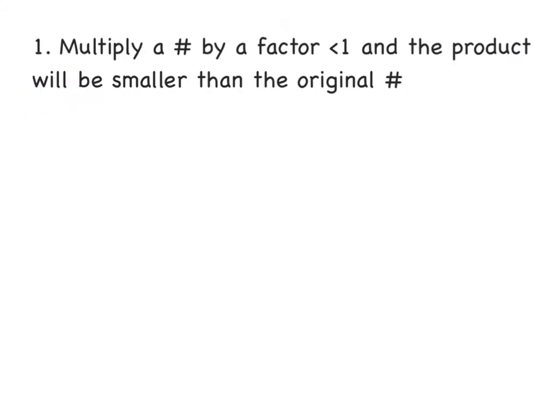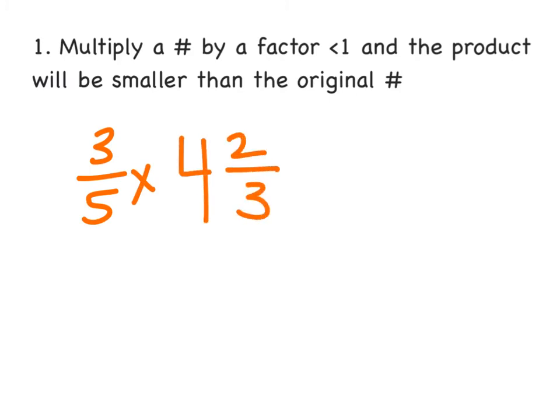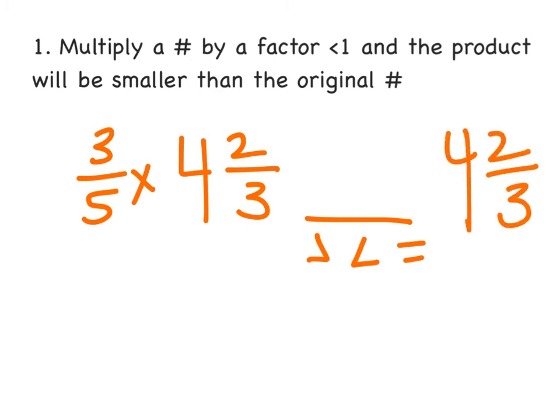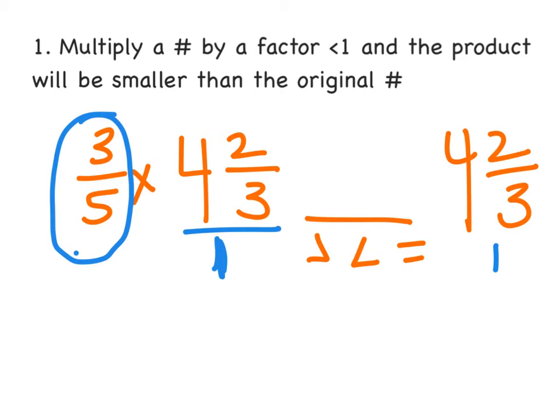We're going to break this down and look at one more example of each of the 3 rules. So if I had 3/5 times 4 2/3, and I want to know, is it greater than, less than, or equal to 4 2/3? Okay, I'm comparing to 4 2/3, so I don't need to look at this number over here. What I need to look at is 3/5. Okay, so this is less than 1, so it tells me that I'm taking part of 4 2/3.